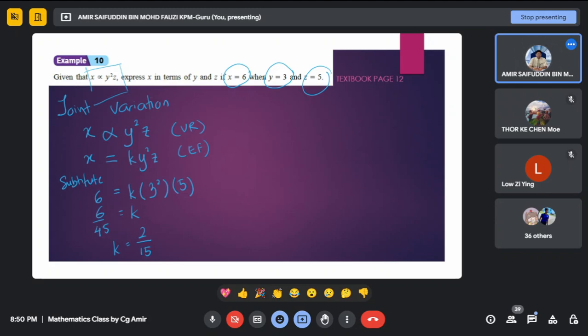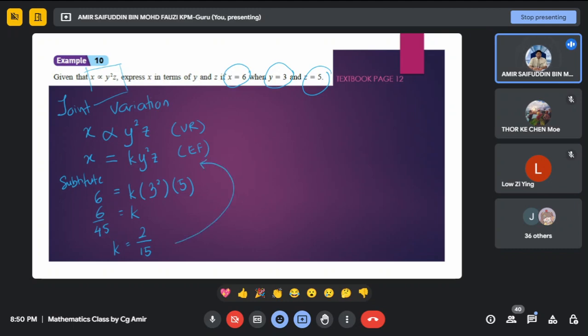This one also can use a calculator to simplify. 6 over 45, divide by 3, you got 2 over 15. 6 divided by 3 is 2, 45 divided by 3 is 15. Then the value for k is 2 over 15.